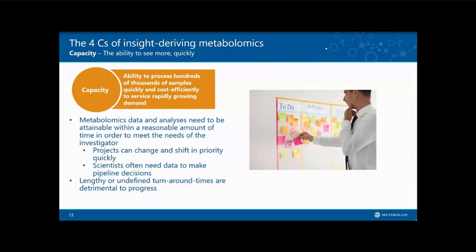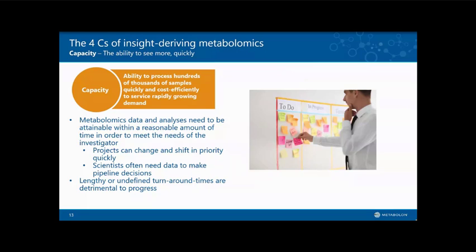The last C is capacity. Capacity is the ability to process hundreds of thousands of samples quickly and cost effectively to serve rapidly growing demand. Ultimately, capacity boils down to how quickly you can get your data back, right? Metabolomics data and the analysis of the data need to be attainable within a reasonable amount of time so that it can support the needs of the investigator.